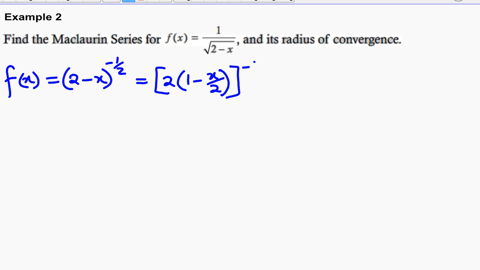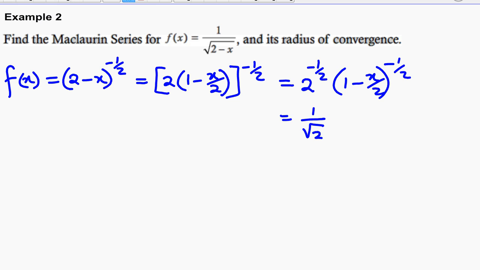power negative a half. Remember, if I expand this bracket, I'll still end up with what I have on the left, and everything is still to the power negative a half. So I haven't changed anything. Now this will be equal to 2 to the power negative a half multiplied by 1 minus x over 2 to the power negative a half, which can be written as 1 over square root of 2 into 1 minus x over 2 to the power negative a half.